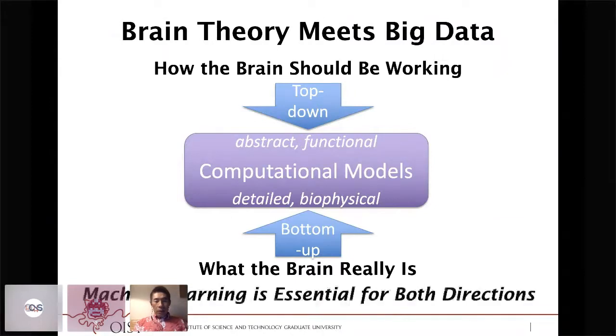And in doing both directions of search, machine learning is very important, because machine learning theories and architectures allow us to come up with candidates of the abstract functional models. And also machine learning methods allow us to constrain our models based on the rich experimental data. So today I'd like to introduce some of the work my lab and my collaborators have been doing.